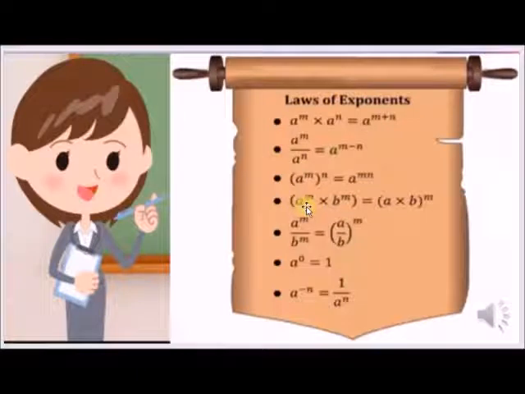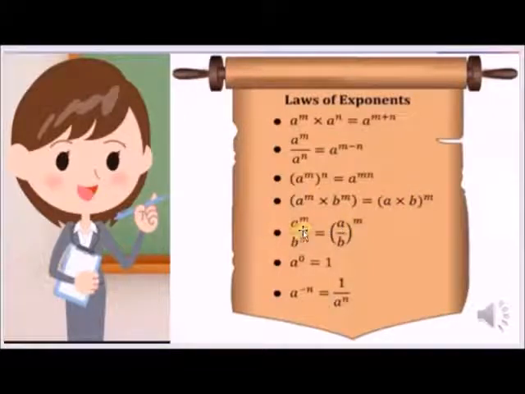The next law is a raised to the power m multiply b raised to the power m is equals to a multiply b to the whole power m, which means when we are having the same power and different bases, then the bases will multiply and we will write the whole power m.